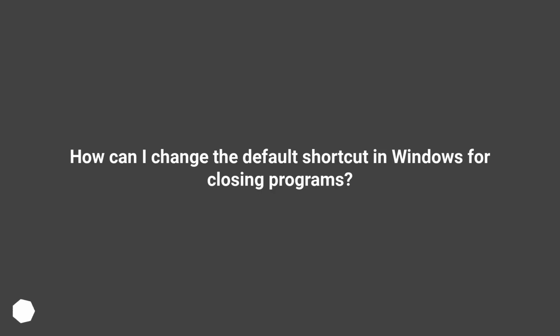How can I change the default shortcut in Windows for closing programs?